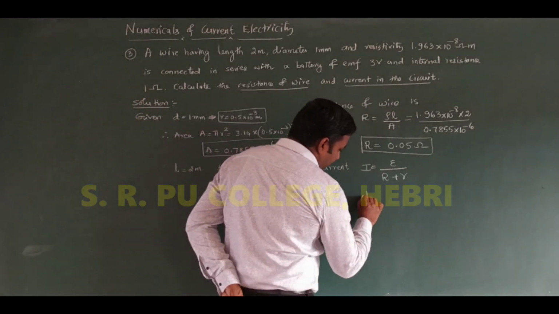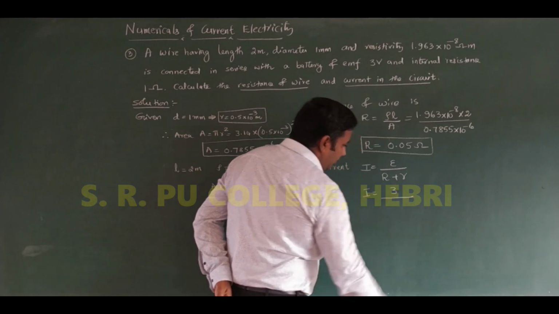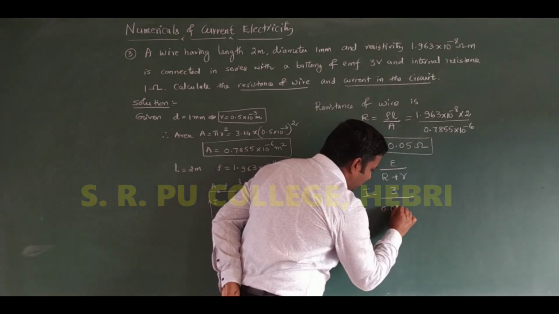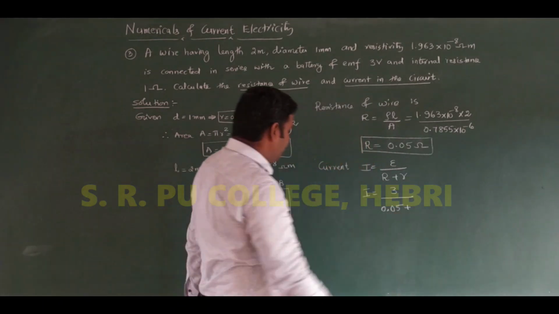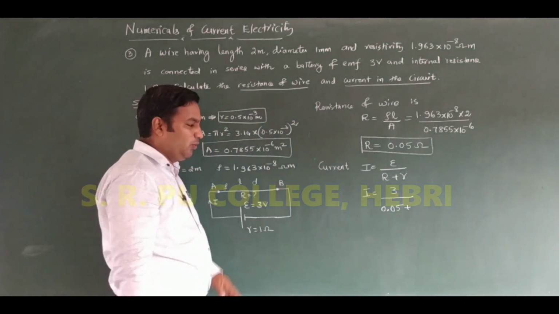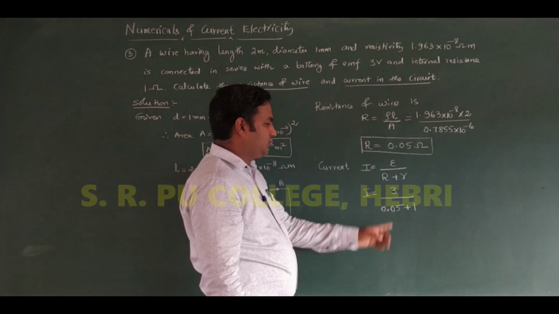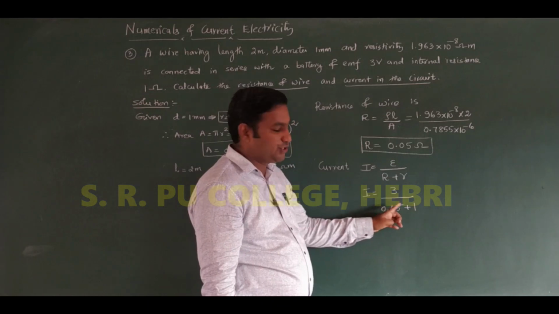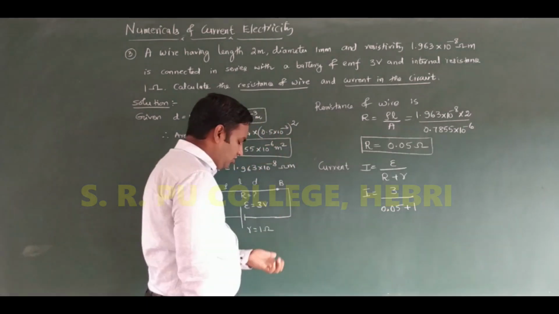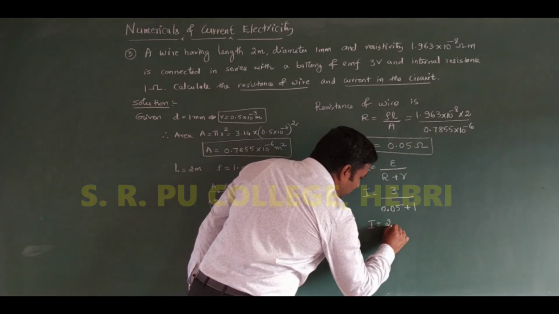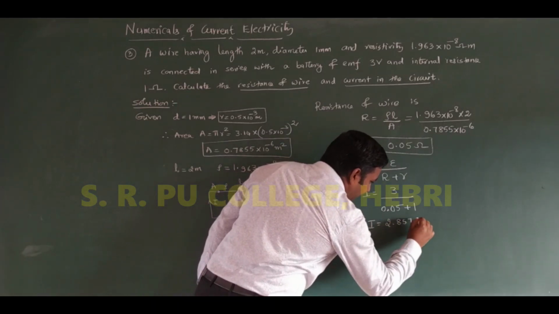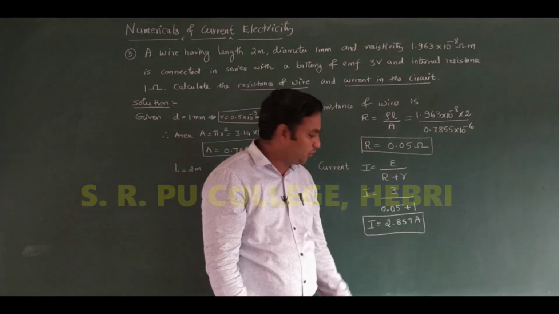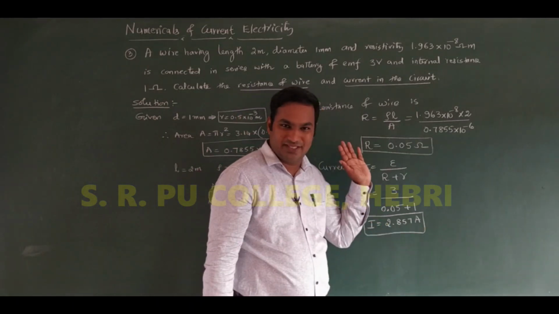Here current I is equal to EMF, 3, divided by the resistance of that wire we already got, 0.05, plus the internal resistance, which is how much here? 1 ohm. After simplification it becomes I is equal to 3 divided by 1.05. Approximately you will get the answer, I is equal to 2.857 ampere. Here ampere is the unit used to measure electric current. Electric current I is equal to 2.857. Is that clear?